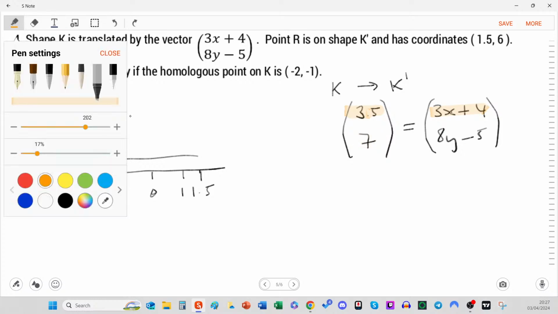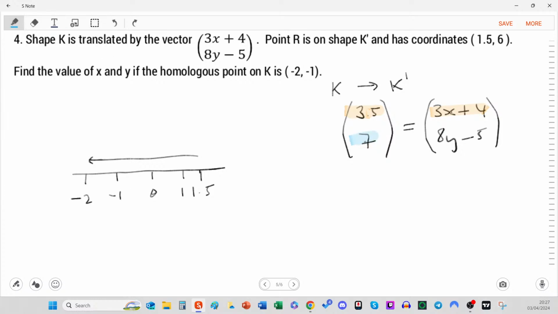No, we want a different color for sure. Just not got the same impact otherwise. And so we can write them as two equations. 3.5 equals 3x plus 4. We can rearrange that thing. Equals 3x.